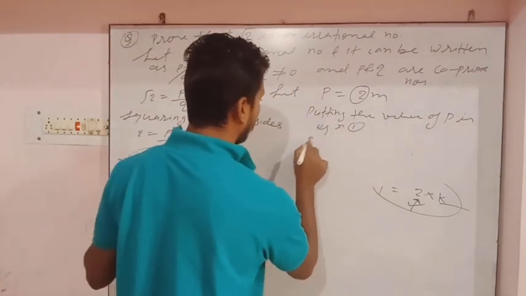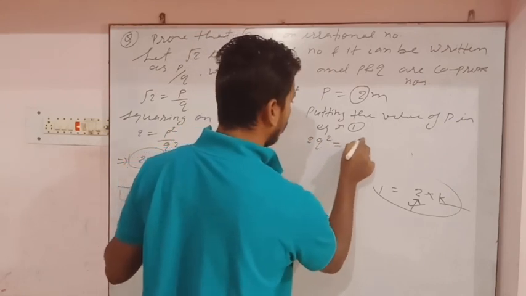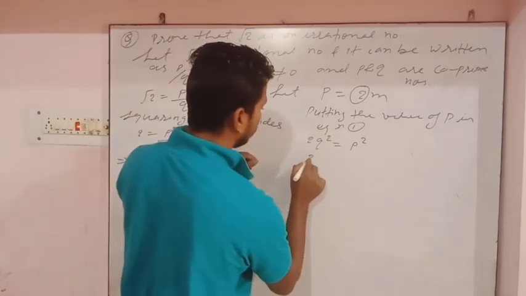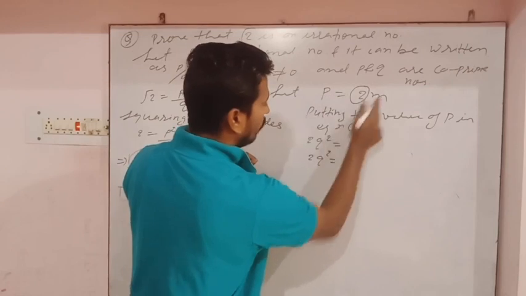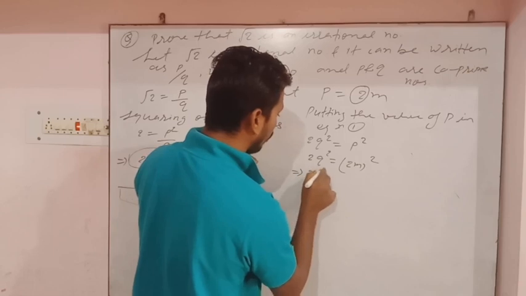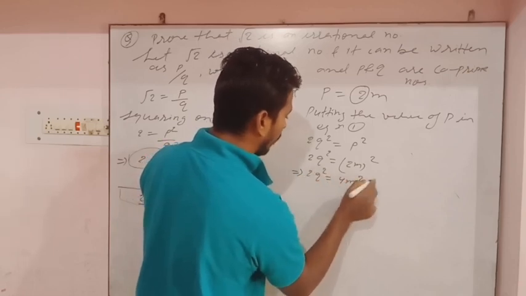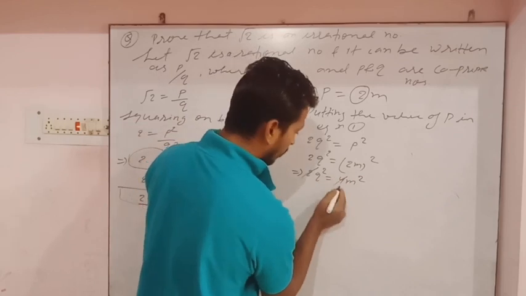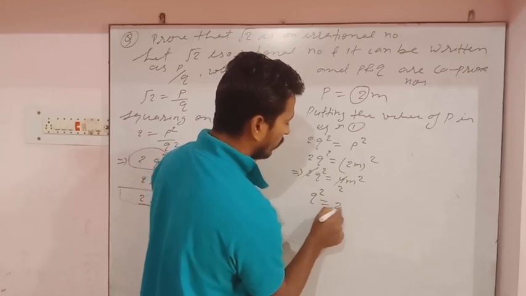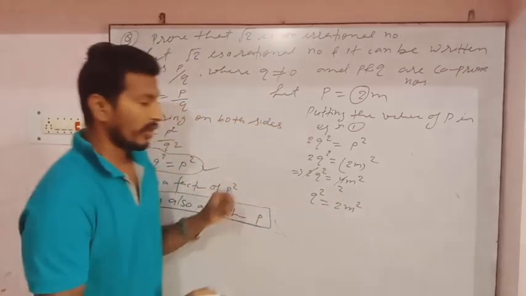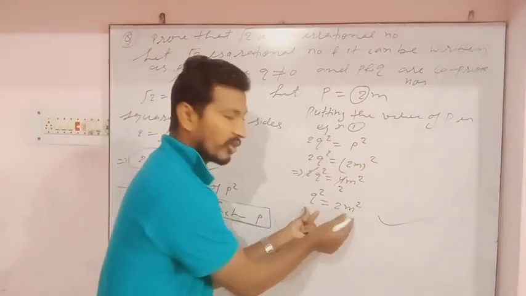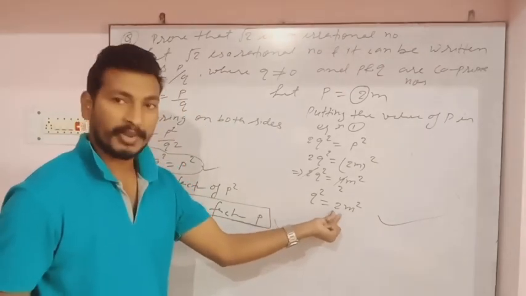So equation 1 says that 2q square is equal to p square. Now p means 2m, so it becomes 2m whole square. Now 2q square is equal to 4m square. This 2 and this 2 are going to be cancelled out, meaning 2 into 2 is 4. And then we are left with q square is equal to 2m square. देखिए अब ये स्टेटमेंट क्या कर रहा है? q square is equal to 2m square means 2 is a factor of q square.